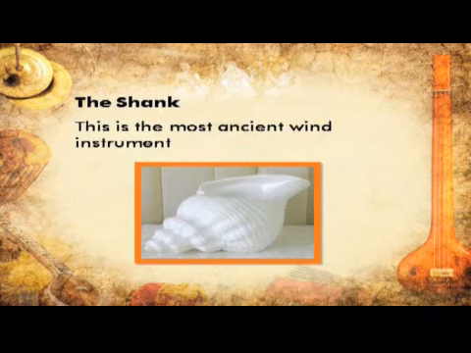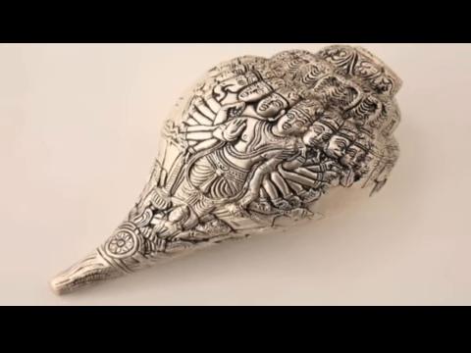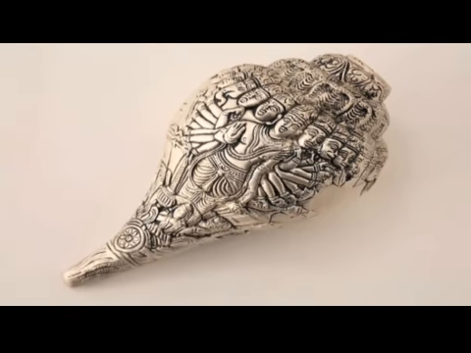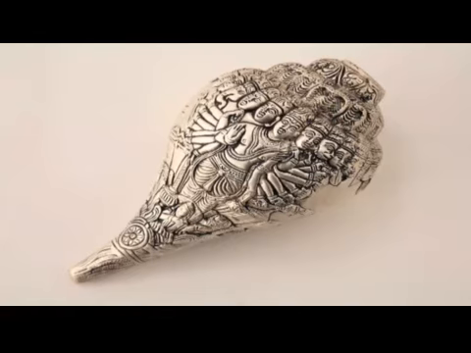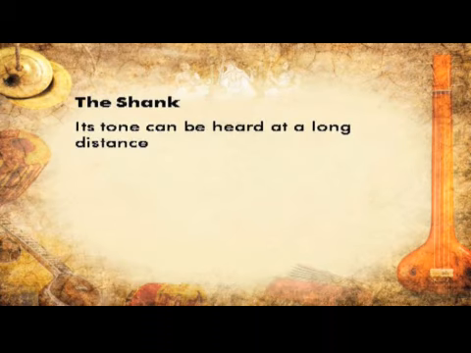The shankh. This is the most ancient wind instrument known to man. It is a temple instrument which is presumed to announce the triumph of good over evil when it is blown. This is a shell trumpet. It is blown through a small hole made in a spiral. Its tone has a distinctive quality of its own and can be heard at a long distance.